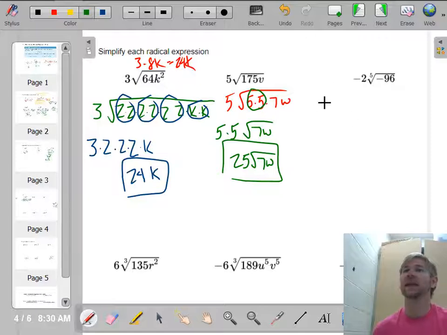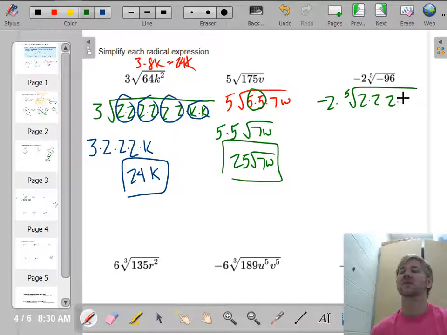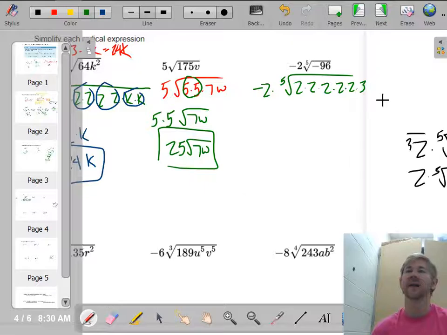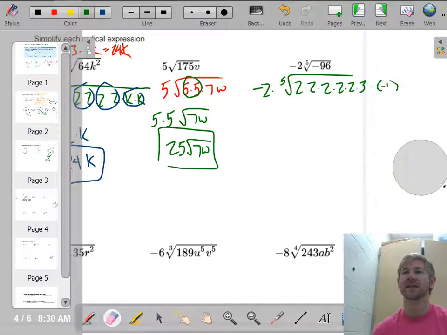So what I'm going to do is be like, all right, I got negative 2 times the fifth root of 96, which is, let's see, 2 times 48, which is 2 times 24, which is 2 times 12, which is 2 times 6, which is 2 times 3. Again, make a factor tree if you want. Now the fact that it's negative, I'll just put a little negative 1 in there and say I'm going to address that in a second.